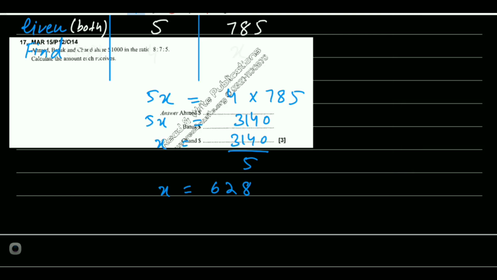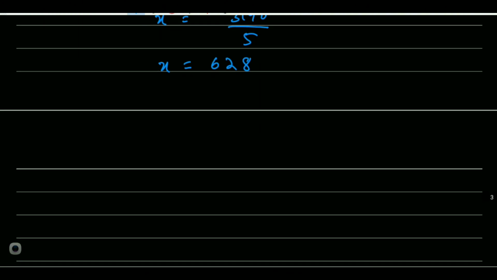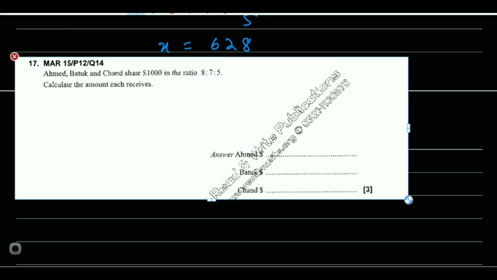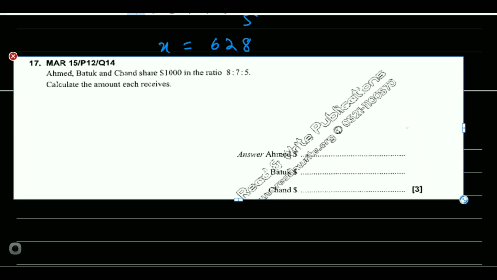Second last example actually. As you can see, this is March 15 P12 question. There are 3 students. These students share $1,000 in the ratio 8:7:5. Calculate the amount each receives. We will use the same method here, but here we can do this question without boxes.